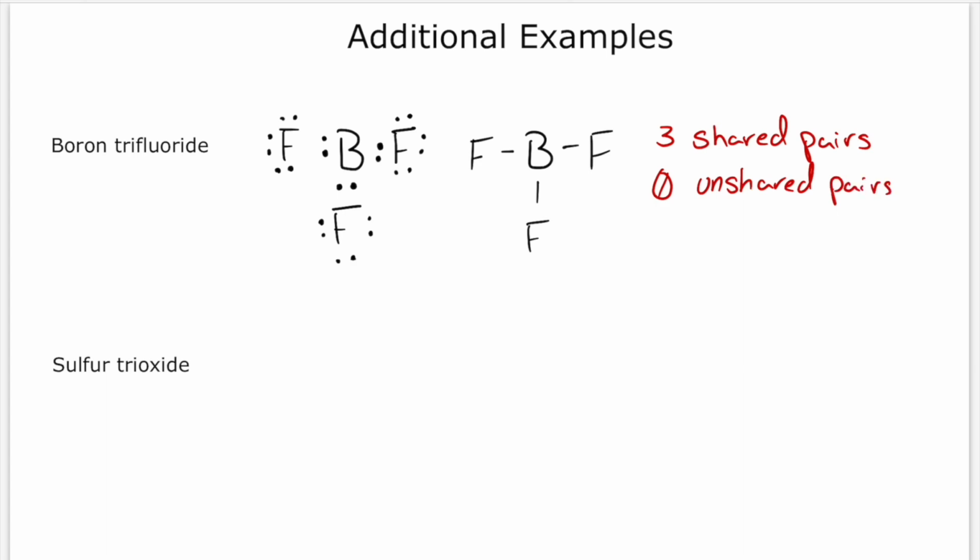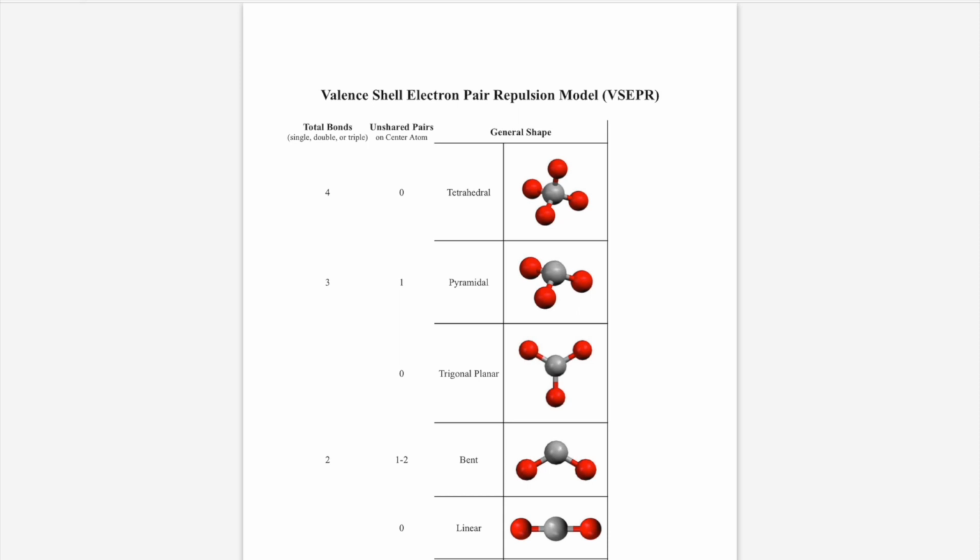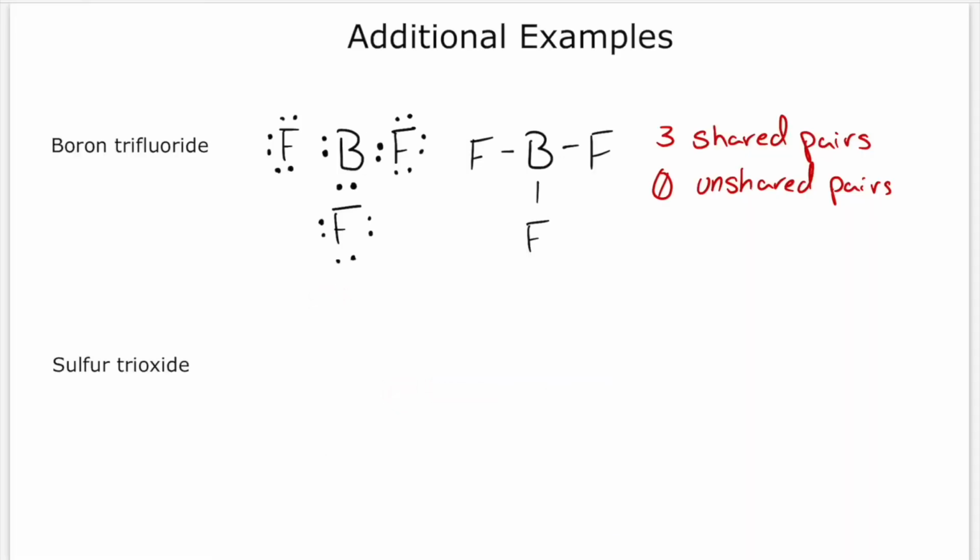So now we look at our VSEPR chart. The total number of bonds is 3, and unshared pairs is 0. So we're looking at a trigonal planar shaped molecule. So that's how I know boron trifluoride is trigonal planar.